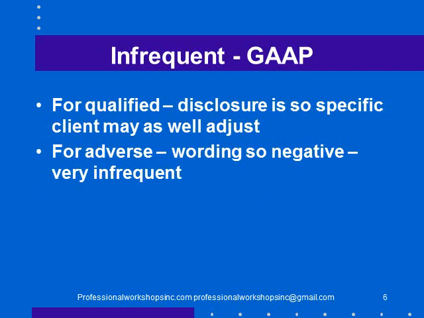Now, GAAP modifications are infrequent. Qualified for GAAP, if there's missing disclosure, well, you're going to provide the note that's missing right in your audit opinion, so your client's probably going to go, okay, we'll put it in the financial statements if you're going to put it in the opinion. Or if there's a valuation problem, it's going to be so specifically described that the client's normally just going to go, well, okay, I give up. If you're going to write such a mean report, I'm just going to fix it.